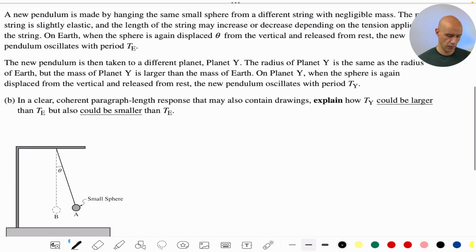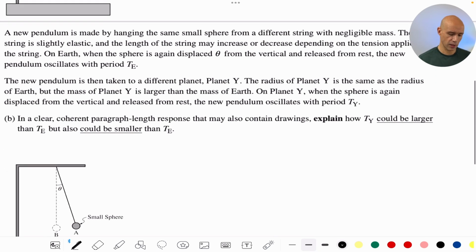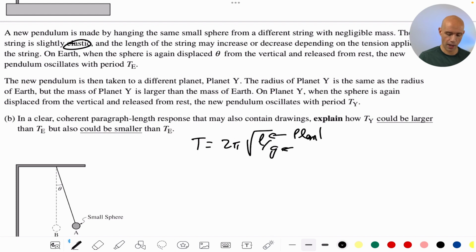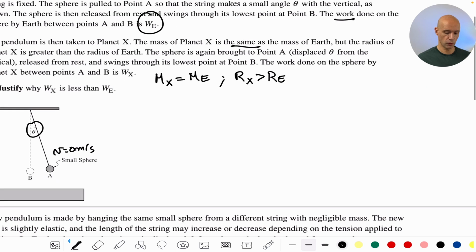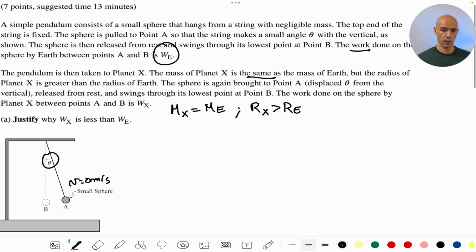A new pendulum. Oh yeah, but they say that the string is slightly elastic. So, and whether the period could be larger and also smaller. You have to remember the formula of the period, which is 2 pi square root of L over g, and then compute this on planet X and planet Y, and then the reason why it could be larger and also smaller. Okay, that's something that we are going to do more in detail, but if you have it clear, then move on, come back with your 5, and then we will see the next one.